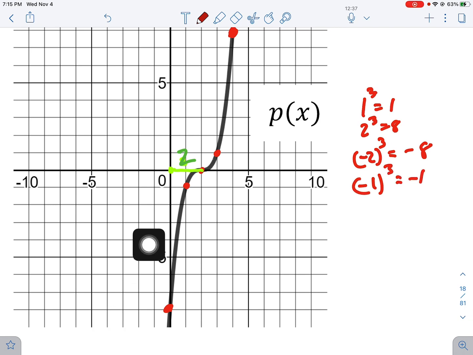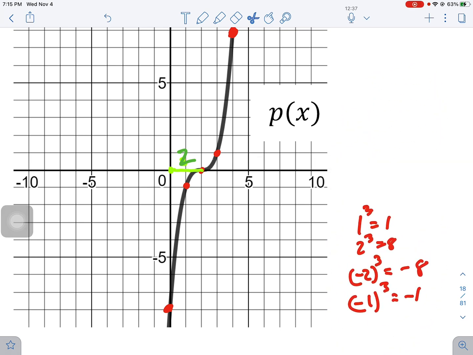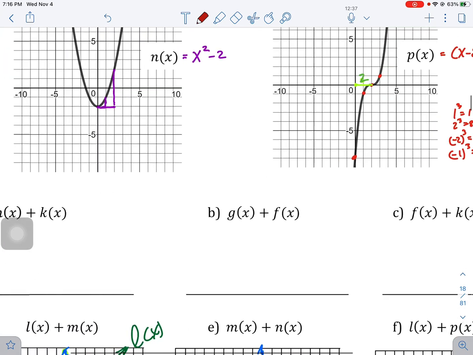But the thing about this, and you can see it's actually shifted over 2. So instead of being the parent function of x cubed, we need a horizontal shift to the right. You can see how it's shifted from the origin. So we're going to write that. So instead of x cubed, if we want to shift to the right, we're going to say that it's going to be x minus 2 quantity cubed. So that gave us some practice.